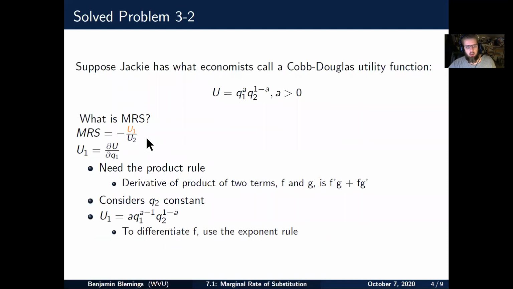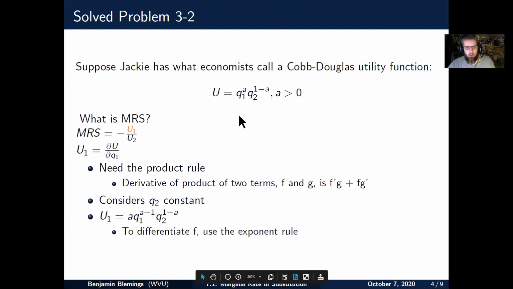And so I'm going to start with the marginal utility with respect to good 1. And so we need the product rule here. So this is the derivative of two terms, f and g, is f prime g plus f g prime. So we need to take the derivative of this with respect to good 1, multiply it by this, and then take the derivative of this with respect to good 1, which is 0. So this term will drop out. And we're considering q2 like a constant.